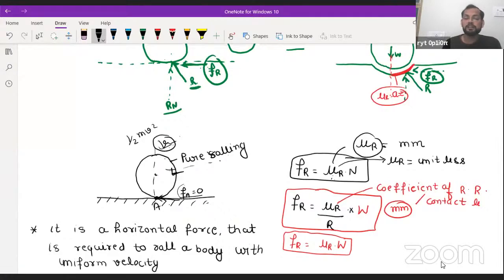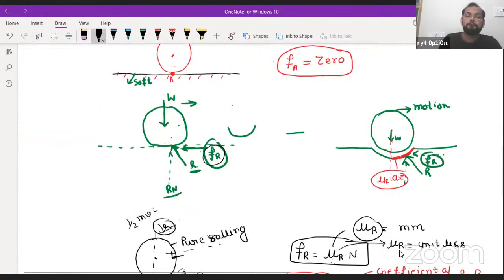So when the body is in pure rolling motion, in that condition, even though there is no sliding friction, you will feel one resistance. Corresponding to this resistance, the body will retard. So if you want to roll a body with a uniform velocity, you will have to apply a horizontal force, and magnitude wise, these two terms will be equal. So how is it defined? It is a force that is required to roll a body with a uniform velocity.